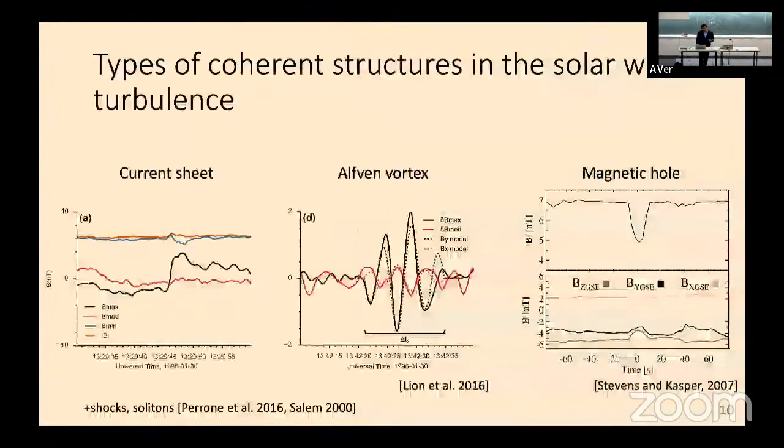So what are the different types of coherent structures in the solar wind? First, as we have seen before, but this is the observational result, this is an example of a current sheet. The second example is the Alfvén vortex. There are Alfvén vortices, but they are much less studied than current sheets because current sheets are easier to detect, both in observations and in simulations. There are other types of coherent structures, such as magnetic holes that are characterized by a depression of the magnetic field. And there are also other types of structures, but we are limiting ourselves to these main types.